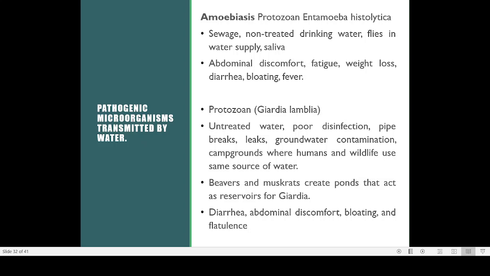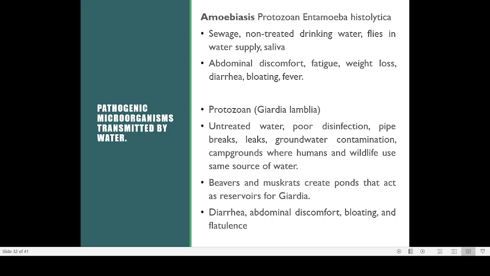Okay, pathogenic microorganisms transmitted by water. So we have been discussing the importance of good quality water. What will be the problem if water is polluted or contaminated? Now we have to see what the common types of pathogens are. Pathogen means something that causes disease: bacteria or microorganisms that exist in water.